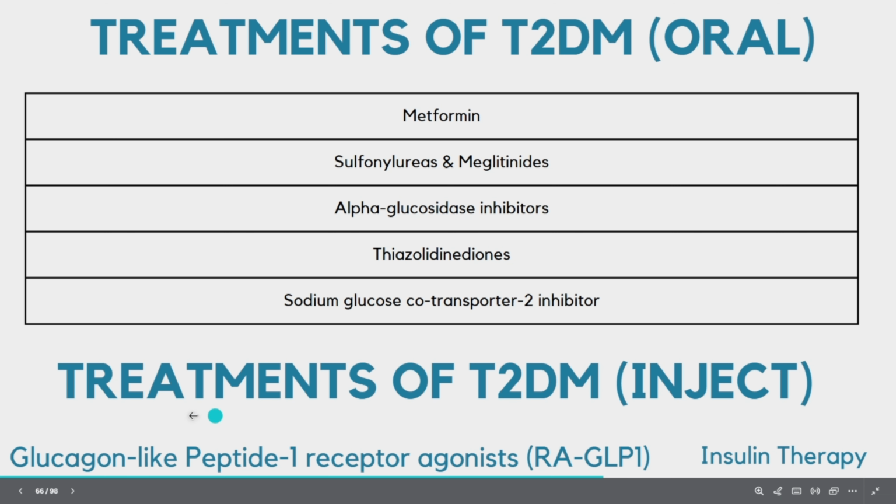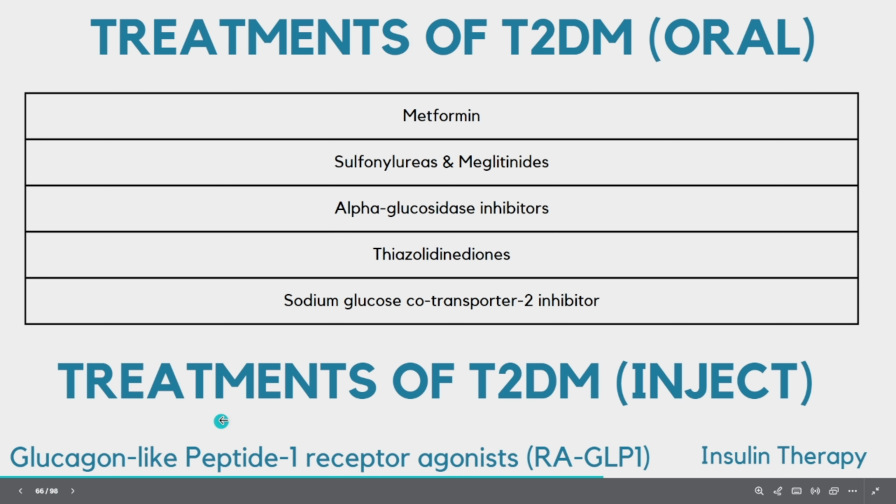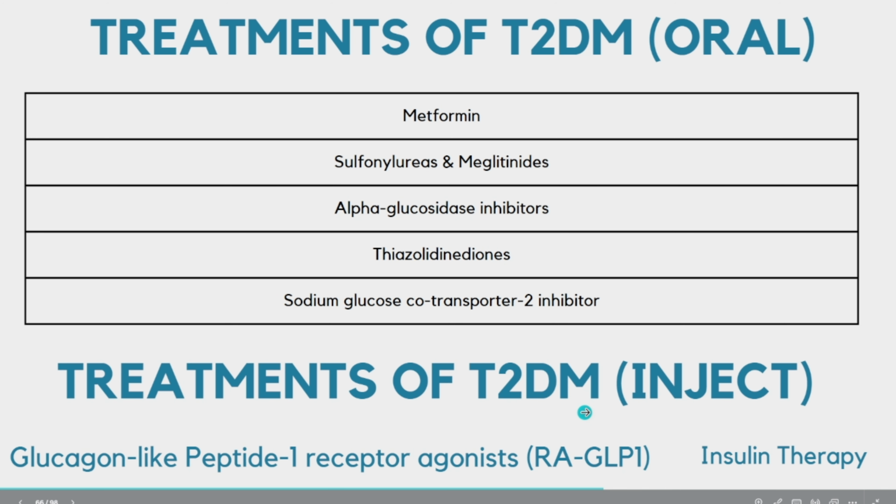This one is the new one, glucagon-like peptide 1 receptor agonist. It stimulates insulin release in a glucose-dependent manner, meaning it does not secrete insulin when the blood glucose level is low. It also decreases the secretion of glucagon and slows gastric emptying. So that's all about the treatment of type 2 diabetes.